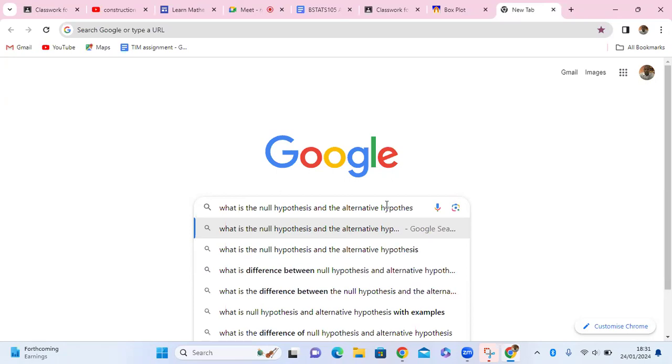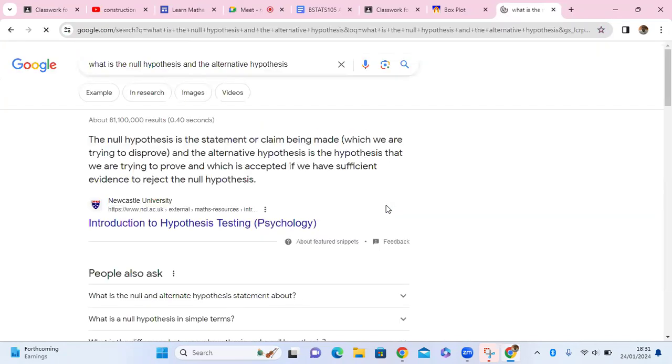We will be dealing with that in detail in assignment 3. The null and the alternative. The null hypothesis is a statement or claim being made which we are trying to disprove, and the alternative hypothesis is the hypothesis that we are trying to prove. We're going to go into that in detail.